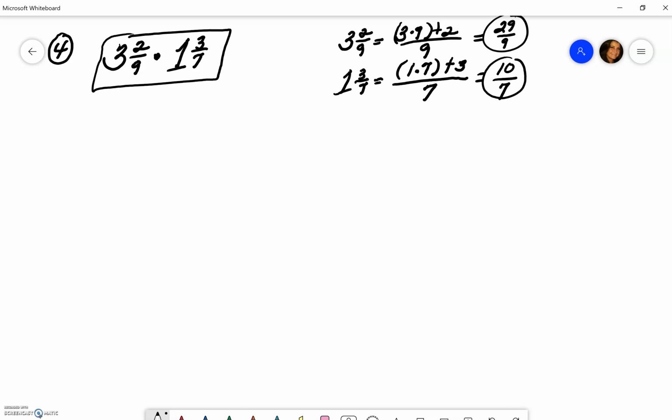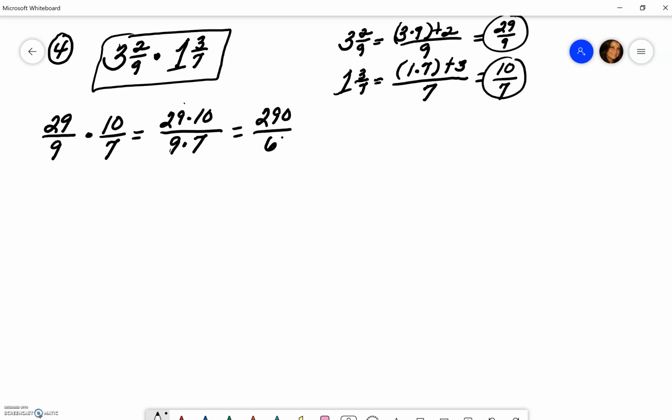So I'm going to go over here and write it out. So we have 29 over 9 times, and the next fraction is 10 over 7. Okay, we've learned all you have to do is write that as one fraction. So we have 29 times 10 all over 9 times 7. We do an evaluation. Is there anything we can factor out to reduce it down? And when you go through the process, there's nothing you can do. So we've got to multiply it across, and our answer is 290 over 63.